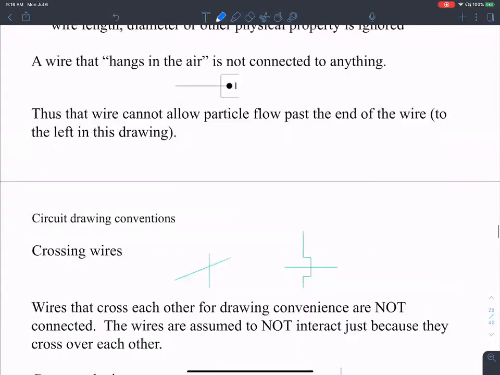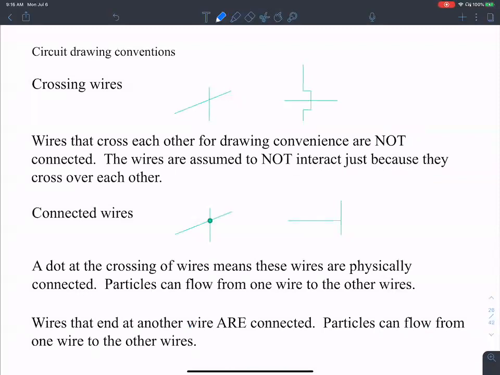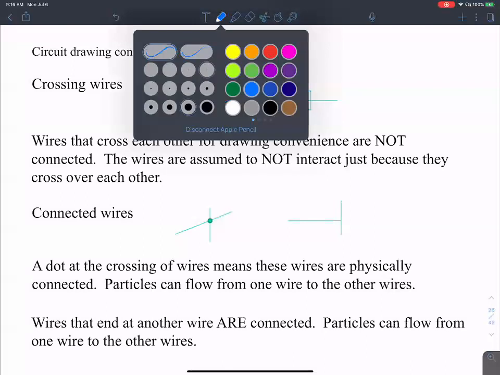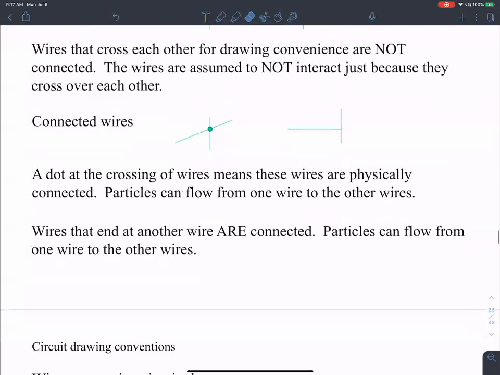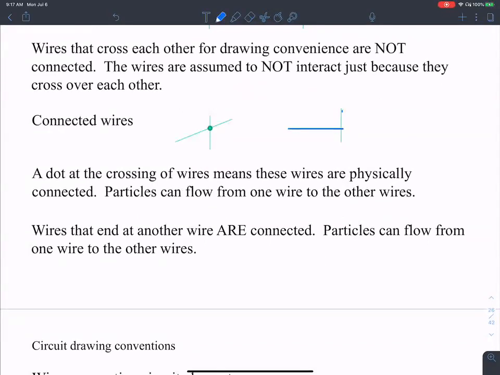Okay, so let's look at the ideal circuit element. Here is a very, very fundamental thing. We are only going to talk about this in the first class. When you see two wires crisscrossing each other, you can assume that there is no connection between them unless I explicitly show a connection using a dot. The only time you have to assume a connection is when I show them explicitly using a dot, or when one wire terminates on the other wire. A dot at the crossing of two wires means these wires are physically connected. Wires that end at another wire are connected as well.